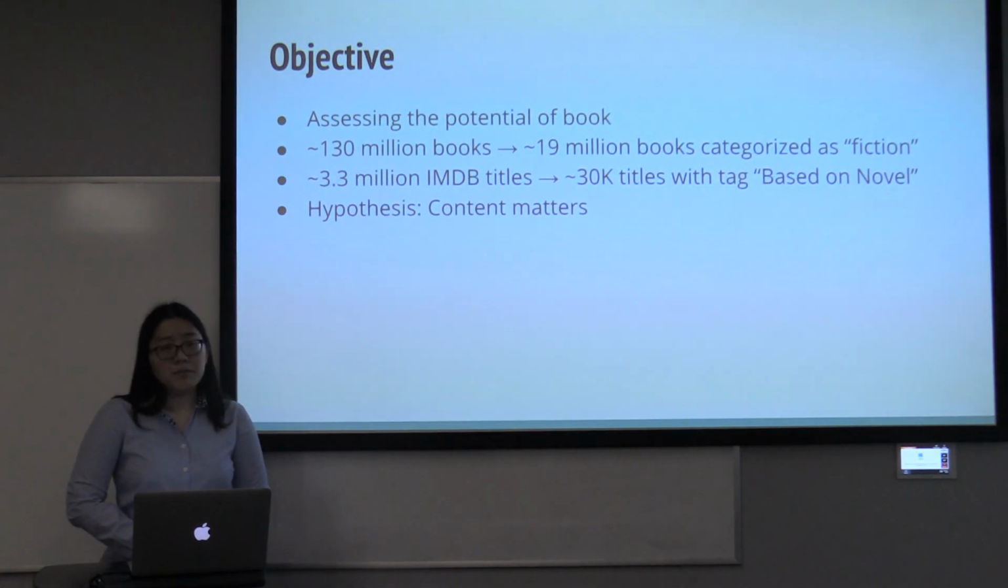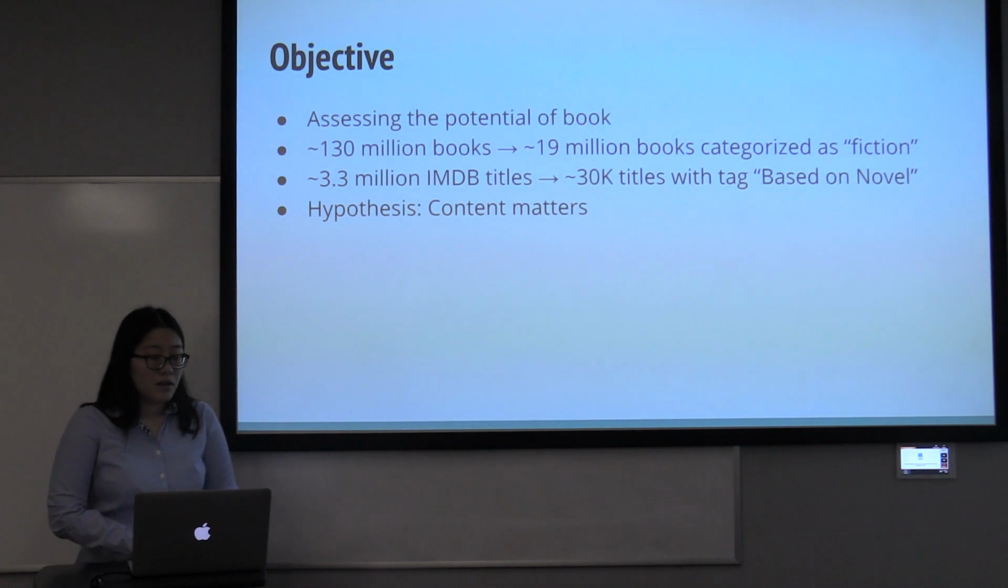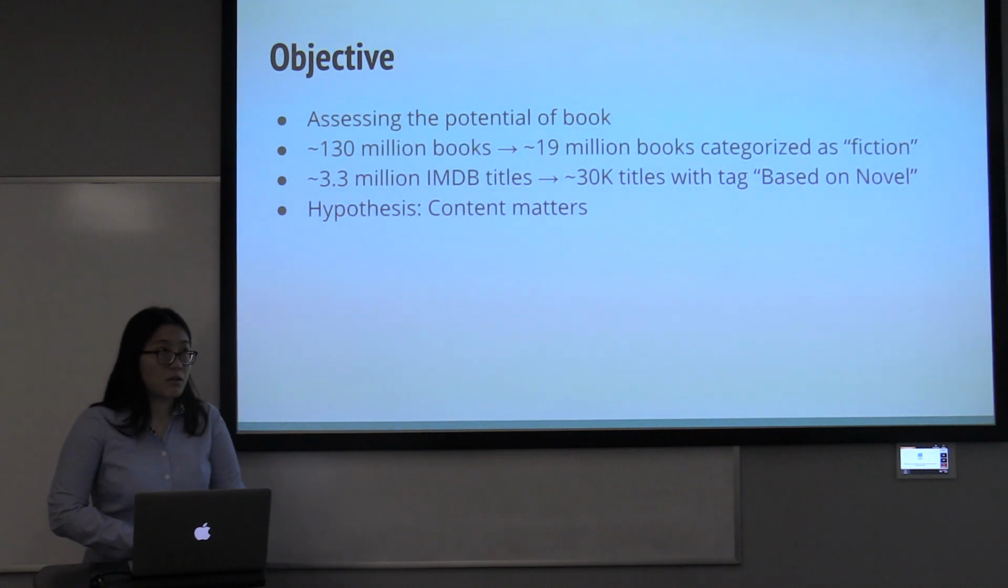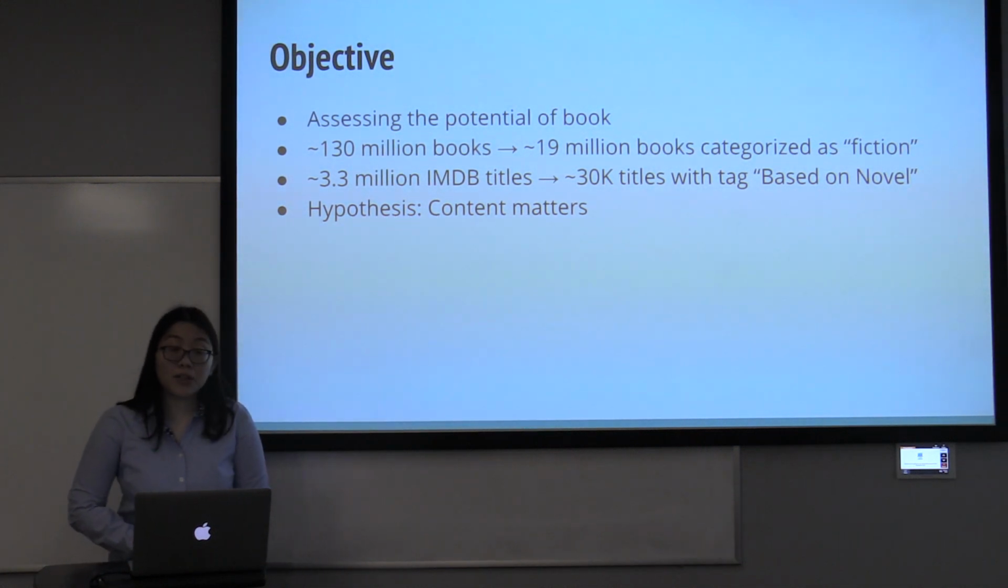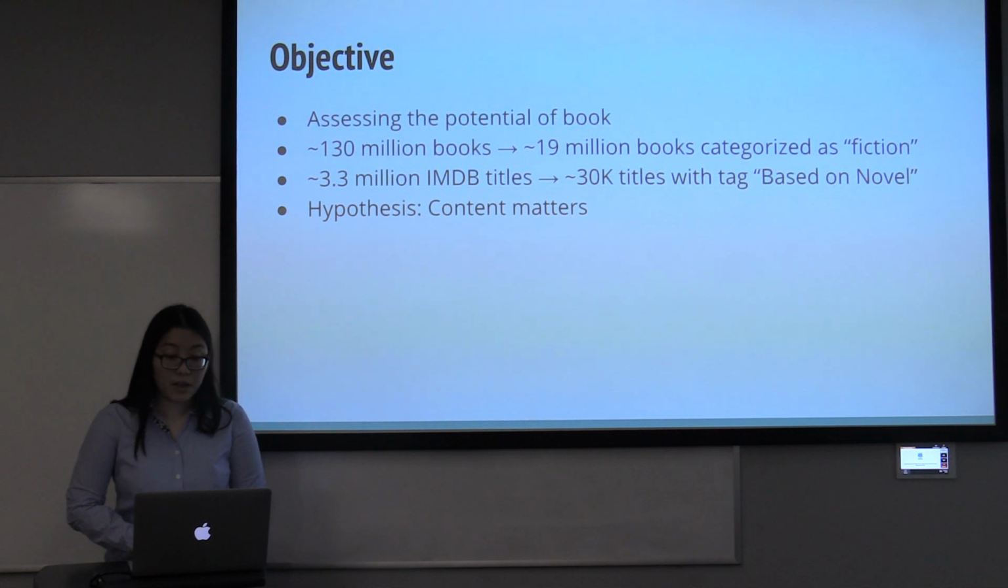This is just one of many examples of why I wanted to do this project, which is finding the probabilities of a book being made into a film. Going into this project, there was one challenge: the fact that there's an imbalanced class. Considering that there are 130 million books in circulation and about 30,000 movie titles that have been tagged as based on a novel in the Internet Movie Database, I had to be careful when making my models.